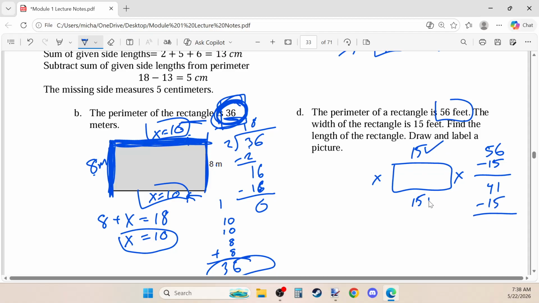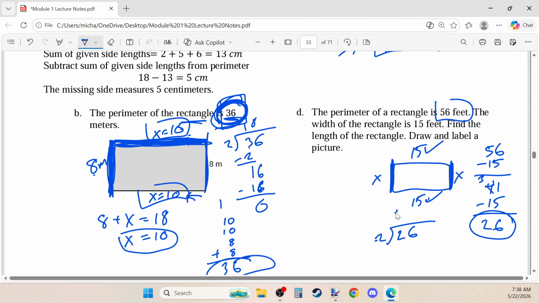So I subtracted off that one. I'll subtract off this one now. I can't take 5 from 1, so I go 11 minus 5 is 6. 3 minus 1 is 2. Now I know that this 26 is split equally between this length and this length. Half of 26.